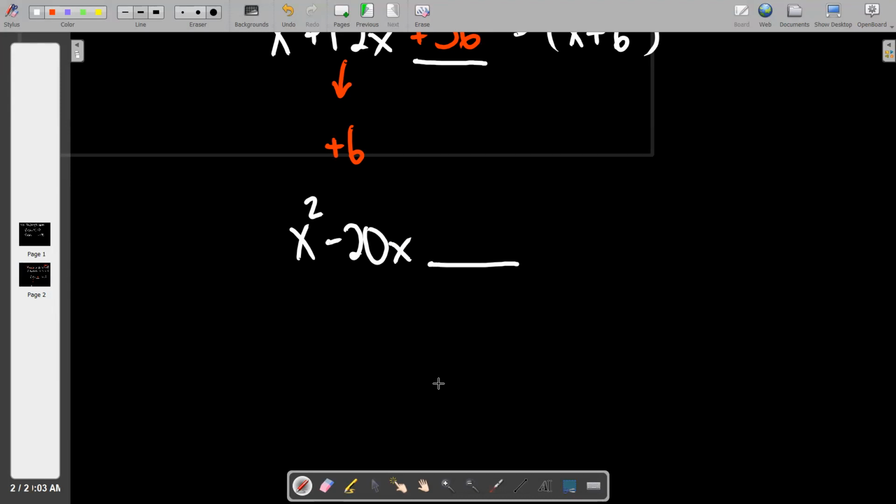100 is our guy, right? And the algorithm again is just one that you just follow. You don't question it, you just follow it. What's half of negative 20? Negative 10. And what's negative 10 squared? So 100 is the magic number that completes the square.